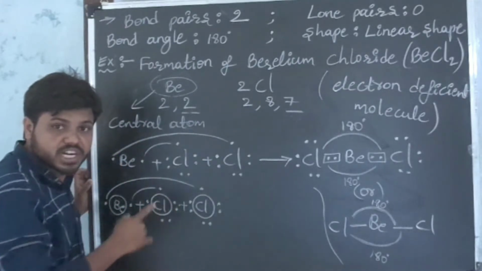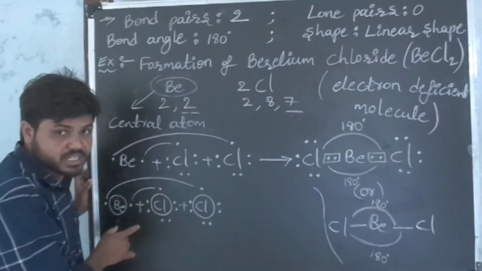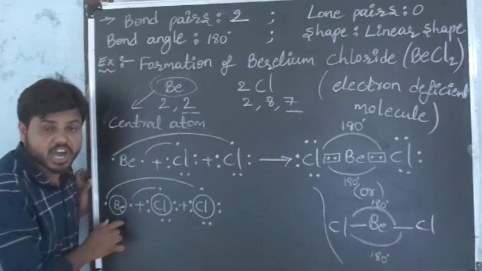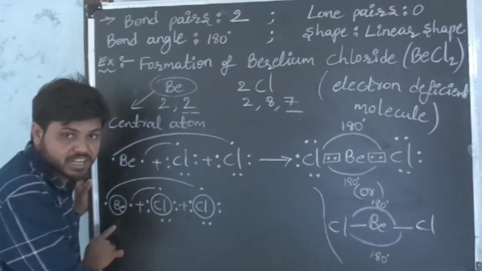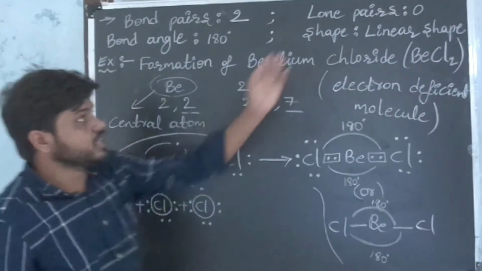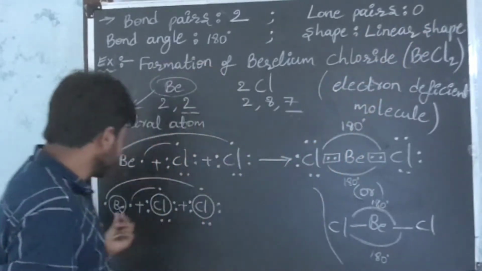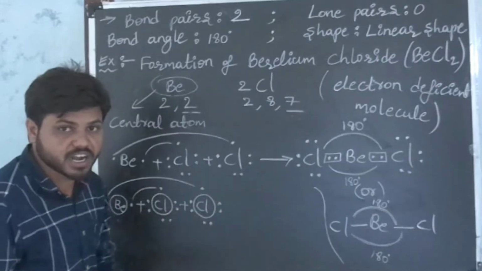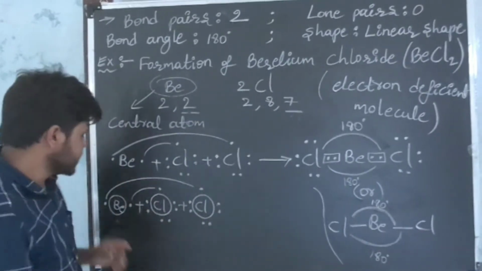Two electrons are participating in the chemical change. It means there are no unbonded electrons in the beryllium valence shell. The lone pair electrons are not present in the beryllium valence shell. Only bond electrons are there.